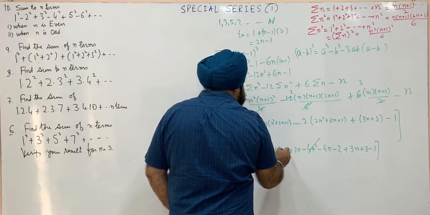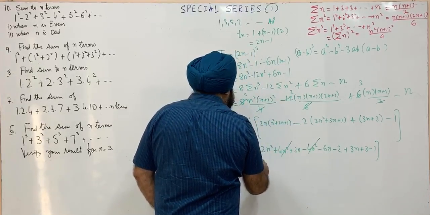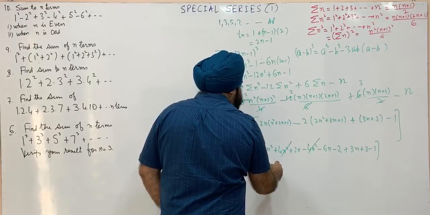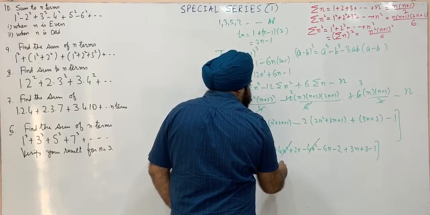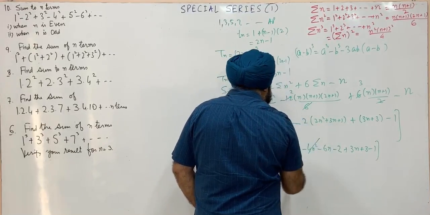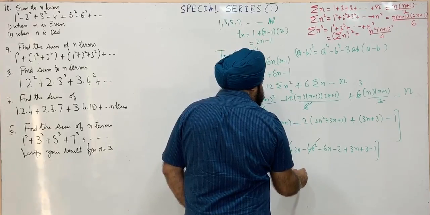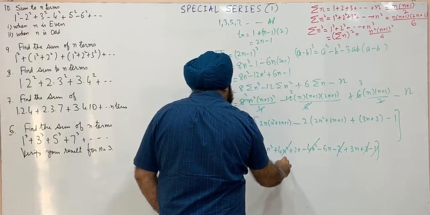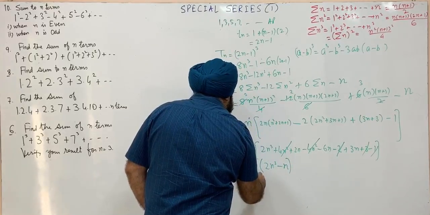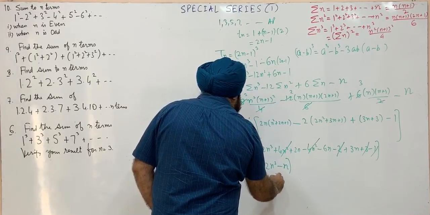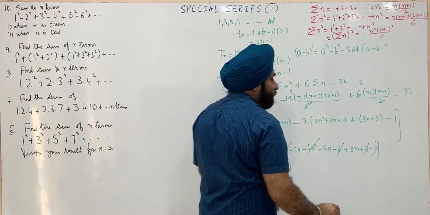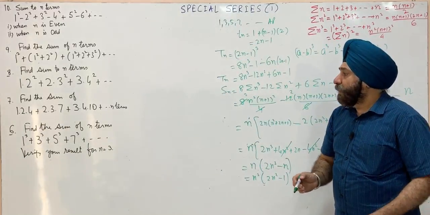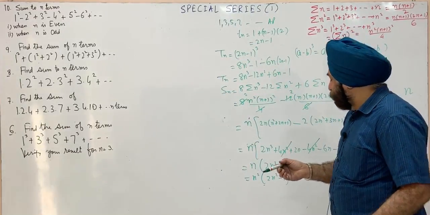This cancels, and this is n into 2n cube. Next will be 2 plus 3 5, 5 minus 6 is minus n, and minus 2 minus 1 and plus 3, they will cancel out. This can be written n square into 2n square and minus 1. This is sum of n terms, and we can verify the result.